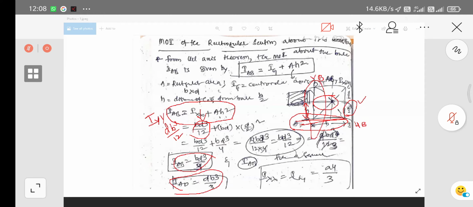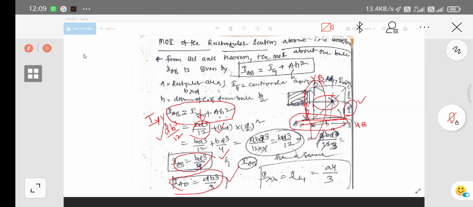One is bd cubed by 12 about centroidal xx, and another one is db cubed by 12 about centroidal yy. If we talk about the base moment of inertia, one is linear base, that is bd cubed by 3, which we get by applying the parallel axis theorem, and another one is db cubed by 3, from your lateral base. Like this we have got these formulas.